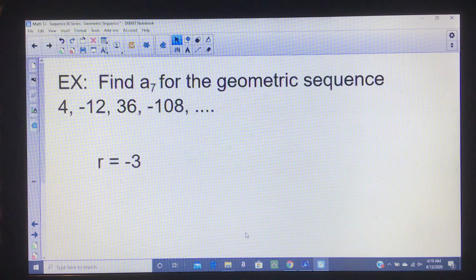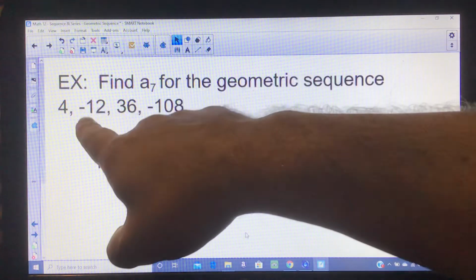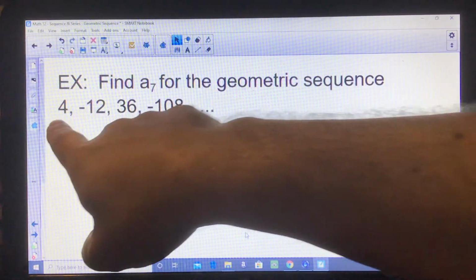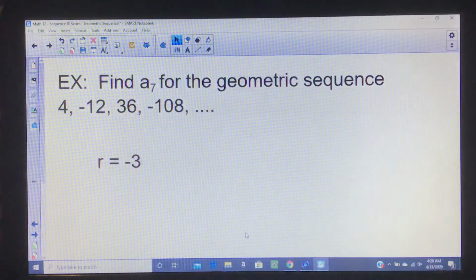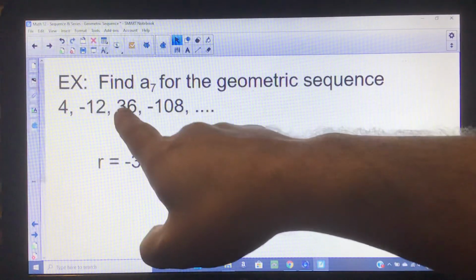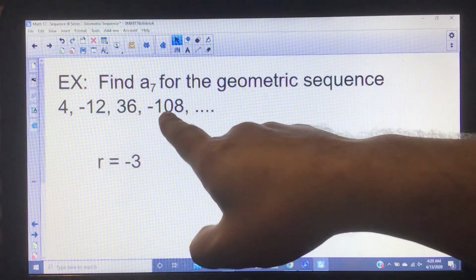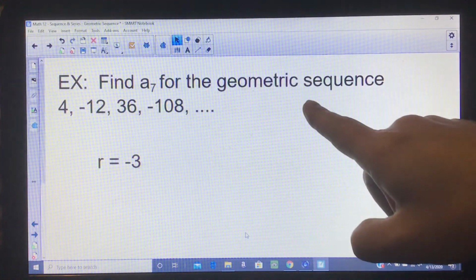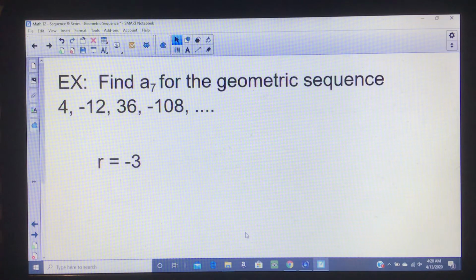So the first step is to find the common ratio. I can use the first formula in this case to find the common ratio because I have the terms next to each other. I can just do this, divide this, negative 12 divided by 4 is negative 3. So once I have the common ratio, now if I were to do it by hand, I would have to multiply by negative 3, negative 3, negative 3, and I have to keep going. I'd have to do it one more time for 5, another time for 6, and one last time for 7. So I could do it by hand. But I want to talk about the formula.